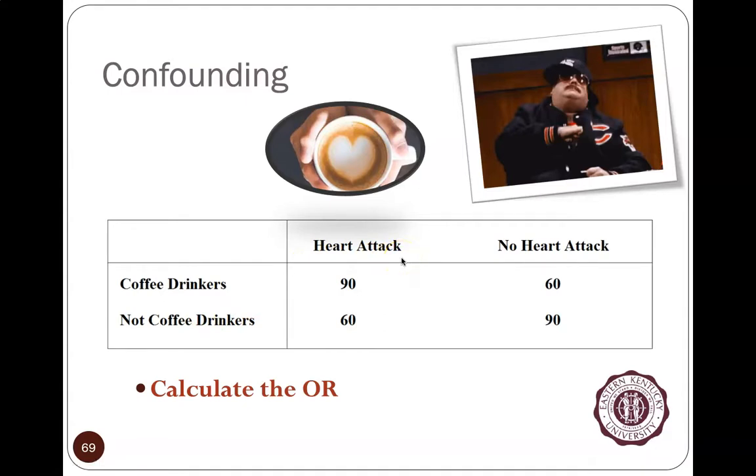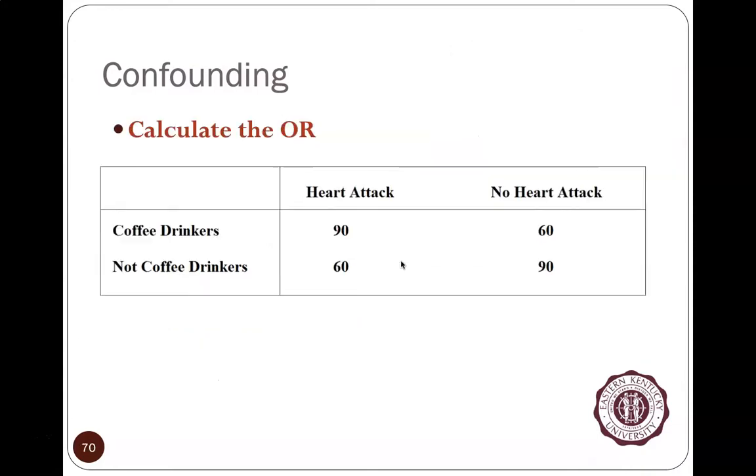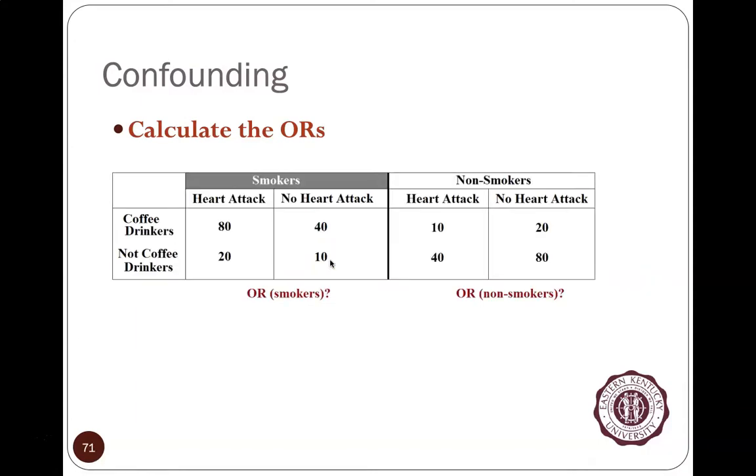Have we adjusted for anything? Like, we haven't looked at age, we haven't looked at smoking. So let's look at the impact of smoking. Our odds ratio was 2.25 here. We have 150 people with heart attacks, 150 people without a heart attack. We have 150 coffee drinkers. We have 150 non-coffee drinkers. We've got the same people. We're just going to stratify them now.